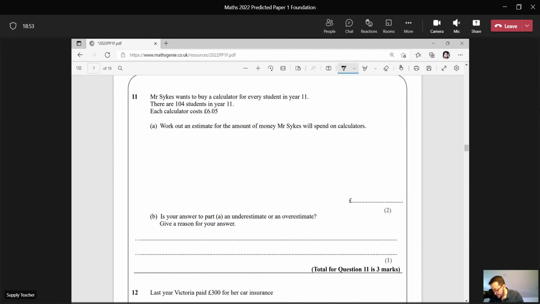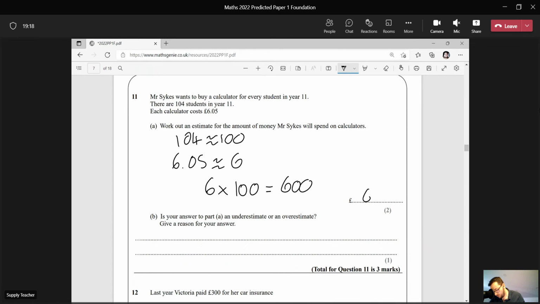Well, if we're going to make an estimate, we can make life easy for ourselves. So 104 students, we just want to round that to make something similar. So I've just put an approximately equals. It's pretty close to 100, which is going to be nice. And 6.05 is approximately equal to 6. So an estimate for the amount of money he spends is going to be 6 times 100, which is 600.